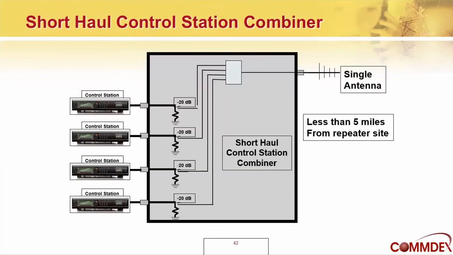So here we have 4 control stations using one antenna. And the reason this is called a short haul control station combiner is that it has a lot of loss in it. So it only works with stations that are close by. And the rule of thumb is about 5 miles or less from the site, you can get away with using these. So you're looking at the order of 20 dB loss through one of these in both transmit and receive directions. So that's not so good, and that's why they're only used for short links.